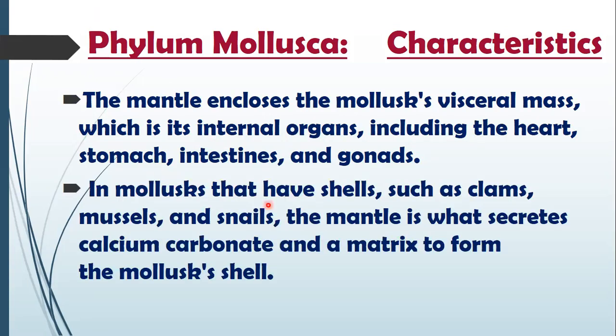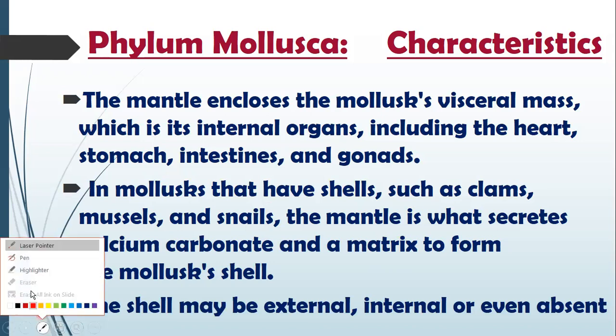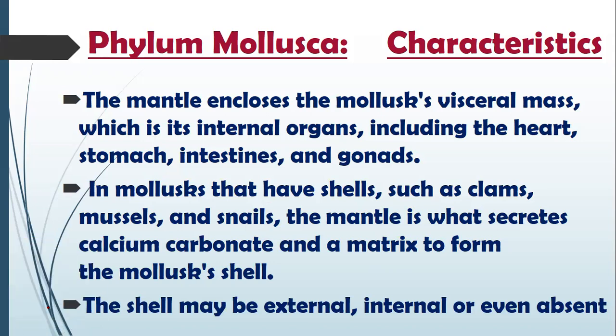In mollusks that have shells, such as clams, mussels, and snails, the mantle secretes calcium carbonate and a matrix to form the mollusk shell. I have told you already that the outermost covering of the internal organs is called the mantle, and the mantle is going to secrete the shell as well. So the shell may be external, internal, or even absent. This is a very interesting line about this group.